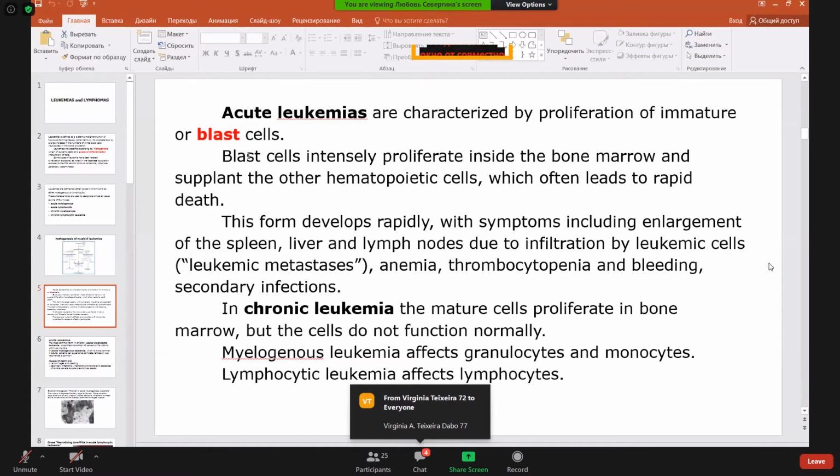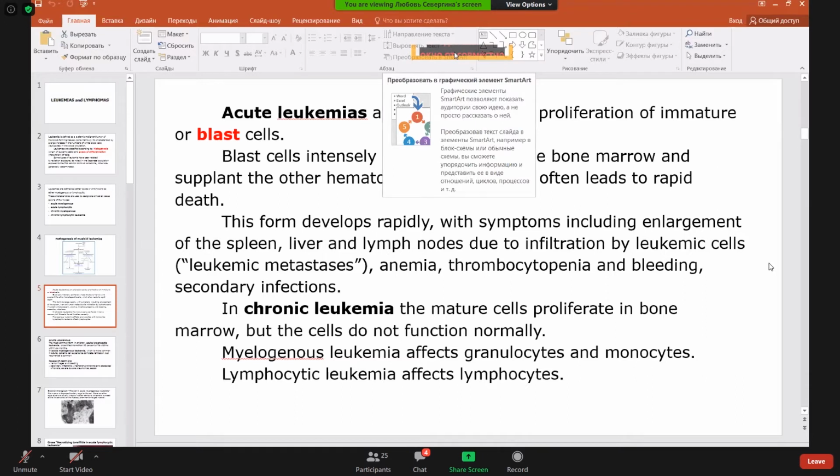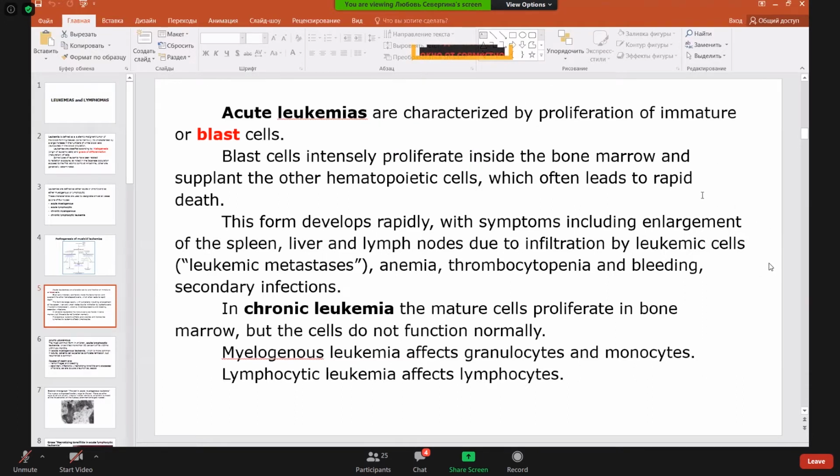These blast cells intensely proliferate inside the bone marrow, and they supplant the other hematopoietic cells. That's why deficiency of other hematopoietic cells can lead to rapid death. And why? Deficiency of the immune cells, of the erythrocytes, of thrombocytes, of course, leads to very important clinical symptoms. Anemia, you can read the symptoms here.